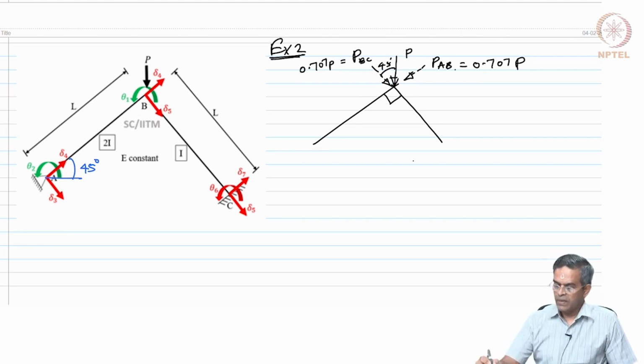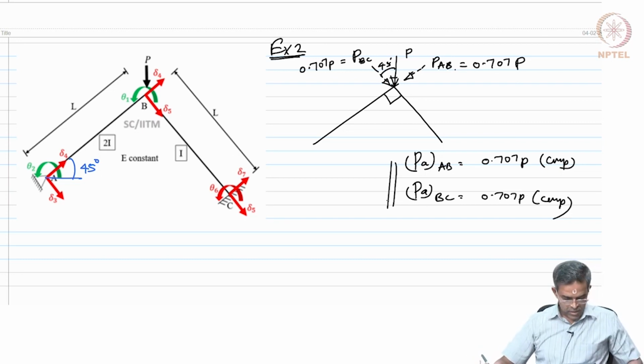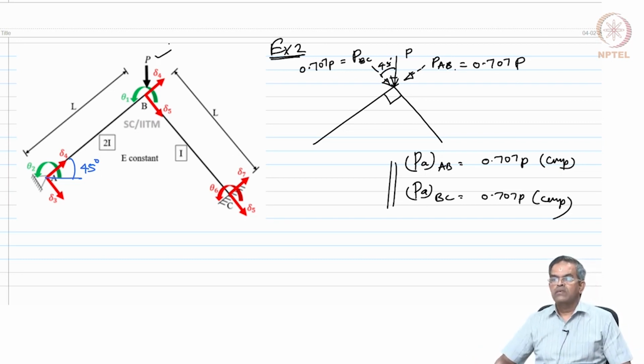So, now I can say the axial load on the member AB is 0.707P compressive. The axial load on the member BC is 0.707P compressive. Now, there are two members sharing this load P. So, we have to carefully form the characteristic equation.